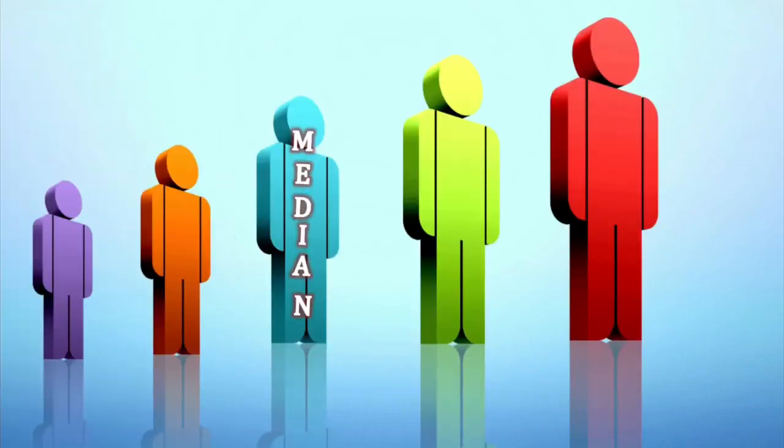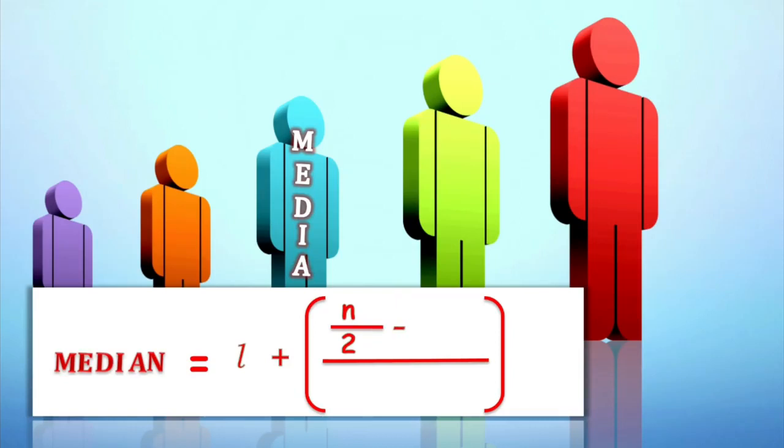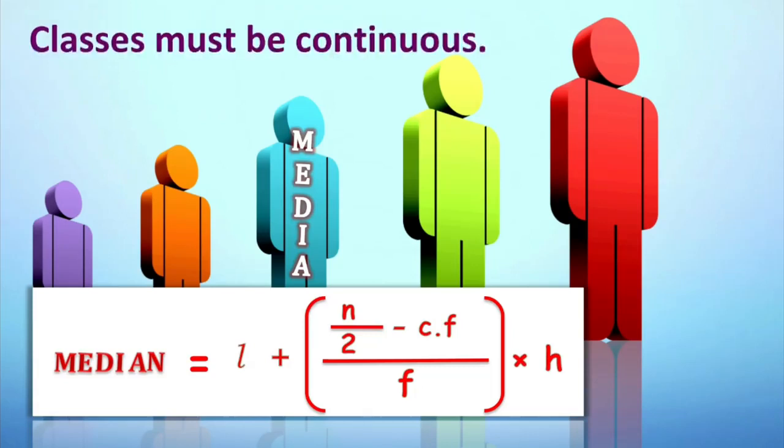For calculating the median of the given data we have a formula, that is L plus (n/2 minus CF) upon F into h. Now remember, while calculating the median of the given data, the class interval of the data should be continuous.